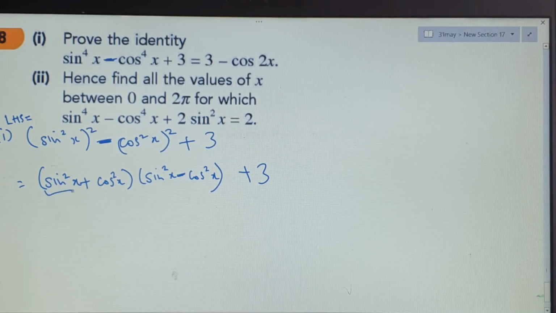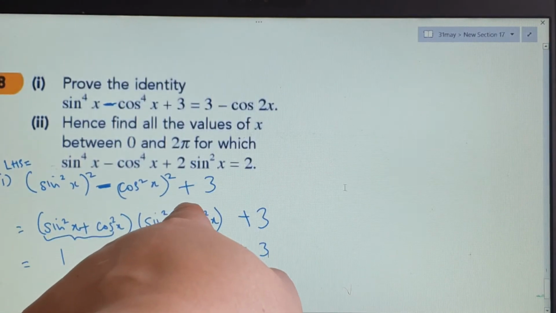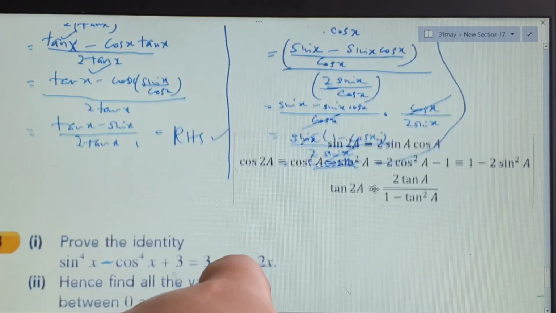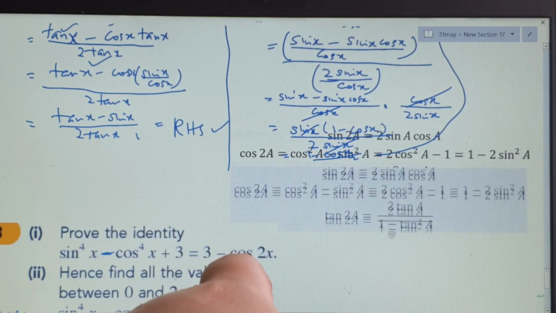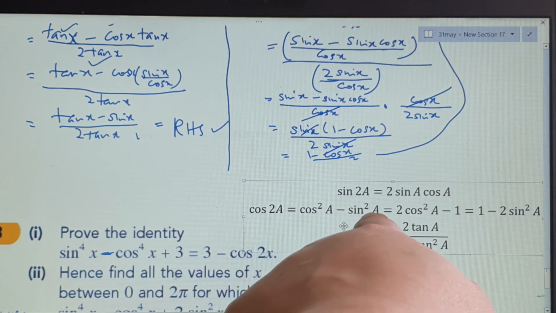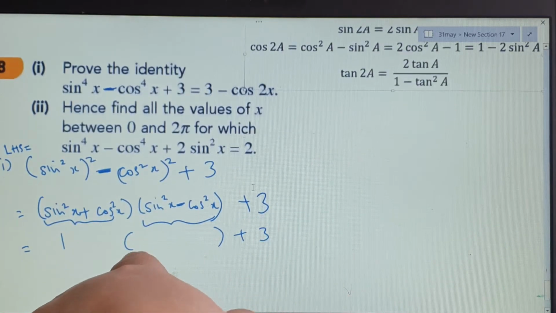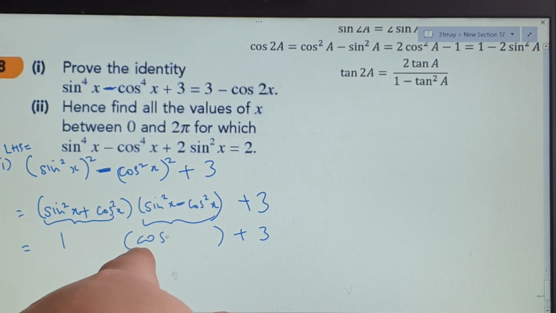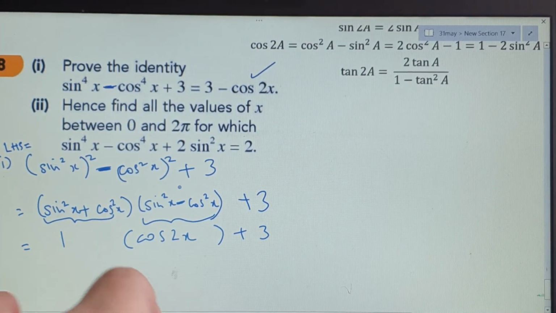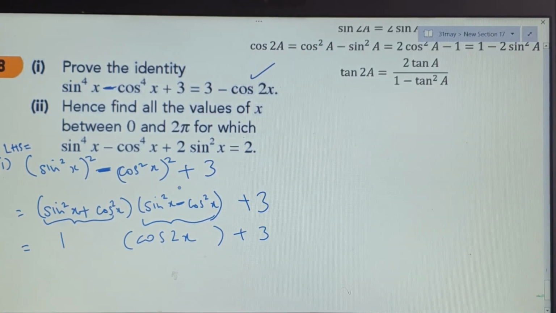Now, isn't this equals to 1? And isn't this equals to sine square x minus cos square x? Isn't it equals to this? Your double angle here, cos square a minus sine square a is cos 2a, right? So it's actually cos 2x there, here. Alright, okay, so then you say not the same. Yeah, sorry, not the same.